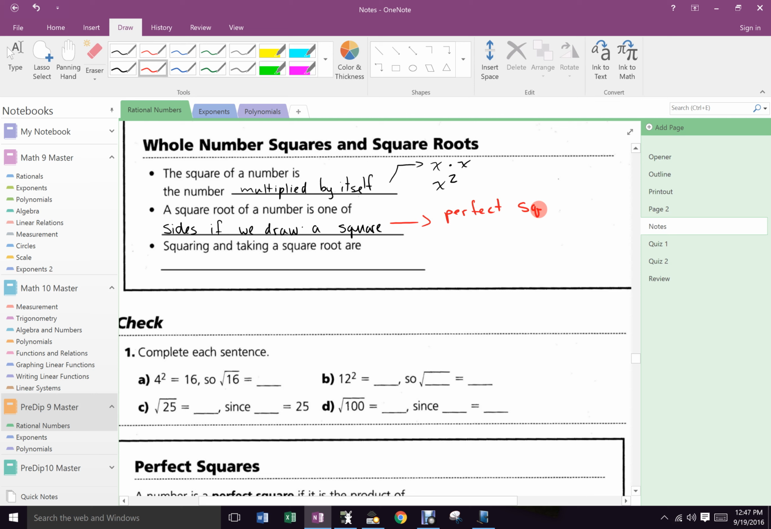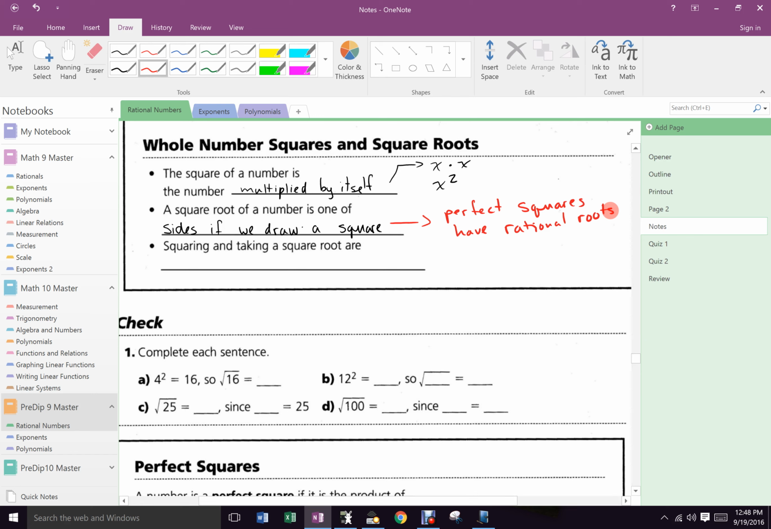Perfect squares have rational roots. That is key. If it is not a perfect square, it doesn't have a rational root. I'm going to talk about that again in a minute, because if you look at your next page, it's square root of non-perfect squares. Okay?